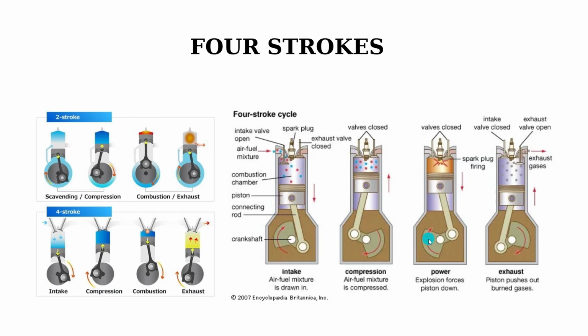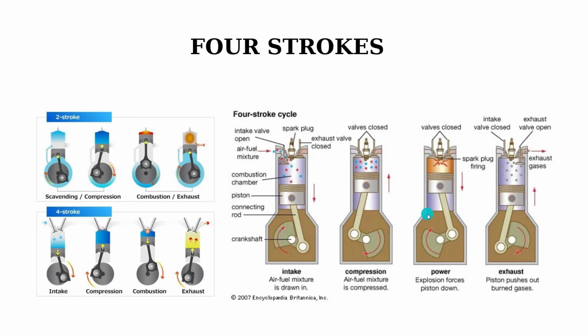Now the power stroke. This is the most important stroke, I think. We can say iş or yanma zamanı in Turkish. This is called the power stroke. At the end of the compression stroke, the piston is at the top of the cylinder. The air-fuel mixture is highly compressed. At this exact moment, the spark plug produces a spark, bougie.